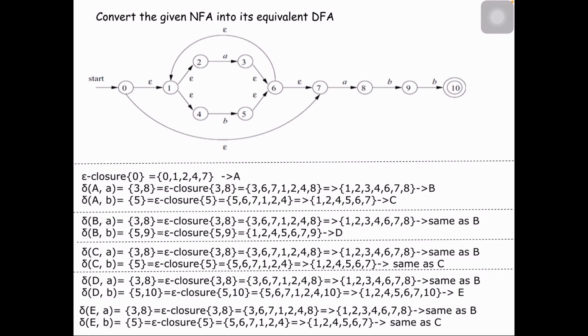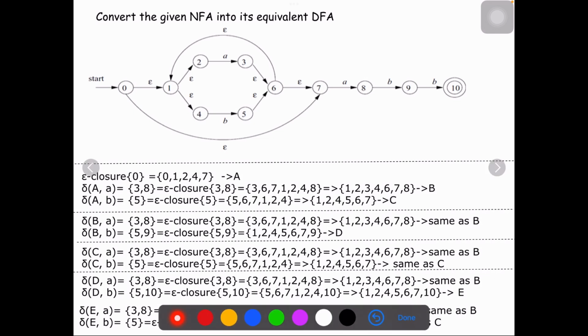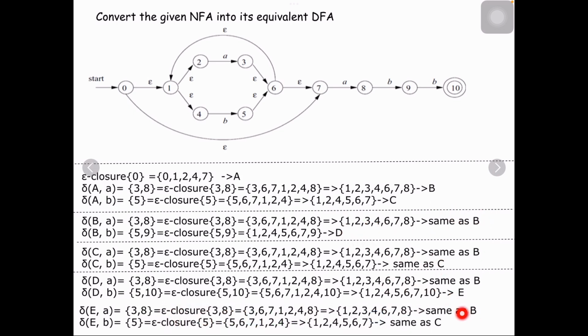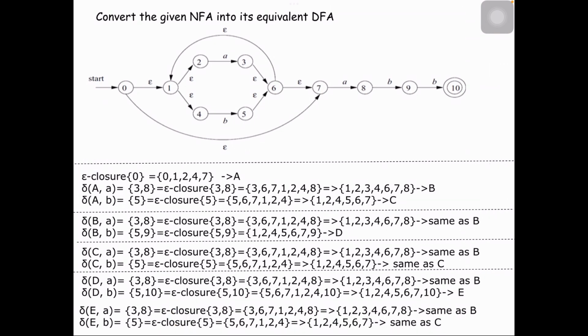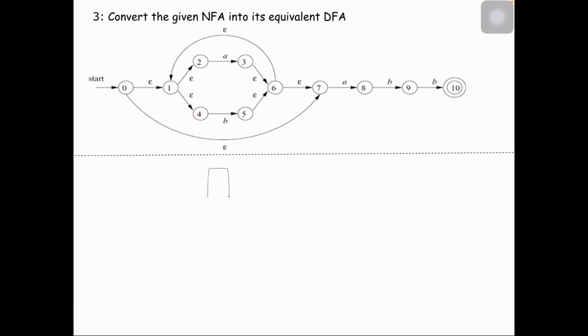All have the epsilon closure as well as the corresponding transition computed for each of the new states. The new states are A, B, C, D, and E, right? All are computed, right? Now it is over, so you have to stop the process, then construct the DFA.